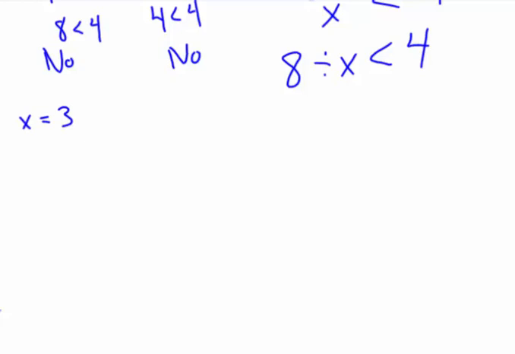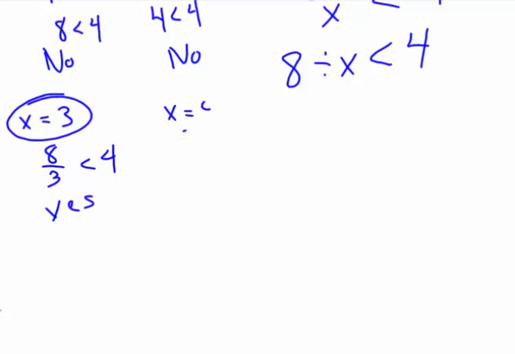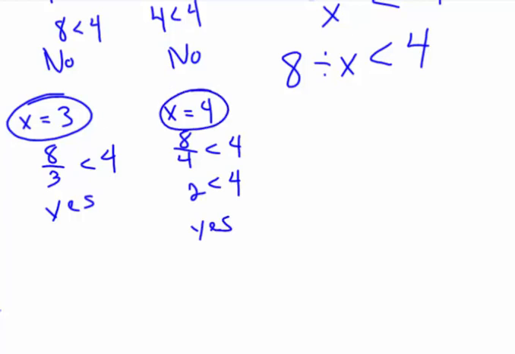Here we go. x equals 3. I have 8 over 3 is less than 4. 8 over 3, that's 2 2/3, I believe. So yes, that is less than 4. That's 1. If I plug in 4, 8 over 4 is less than 4. That's 2 is less than 4. Is that true? Yes, that is. Therefore, 4 is a solution.